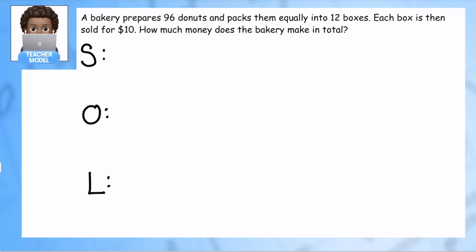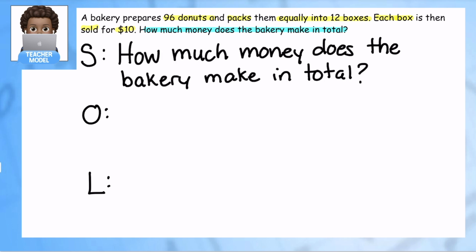So here's our first problem for today. A bakery prepares 96 donuts and packs them equally into 12 boxes. Each box is then sold for $10. How much money does the bakery make in total? We'll start by studying the problem, and this is the important information that I've picked out: we have 96 donuts, they're packed equally in 12 boxes, each box sells for $10, and our role in the problem is to figure out how much money the bakery makes. So that's what we're going to be doing.